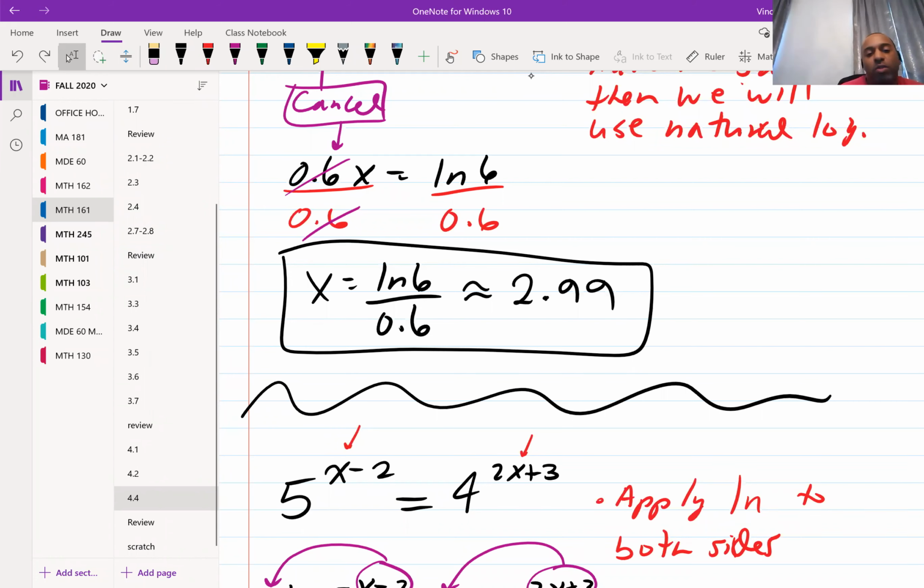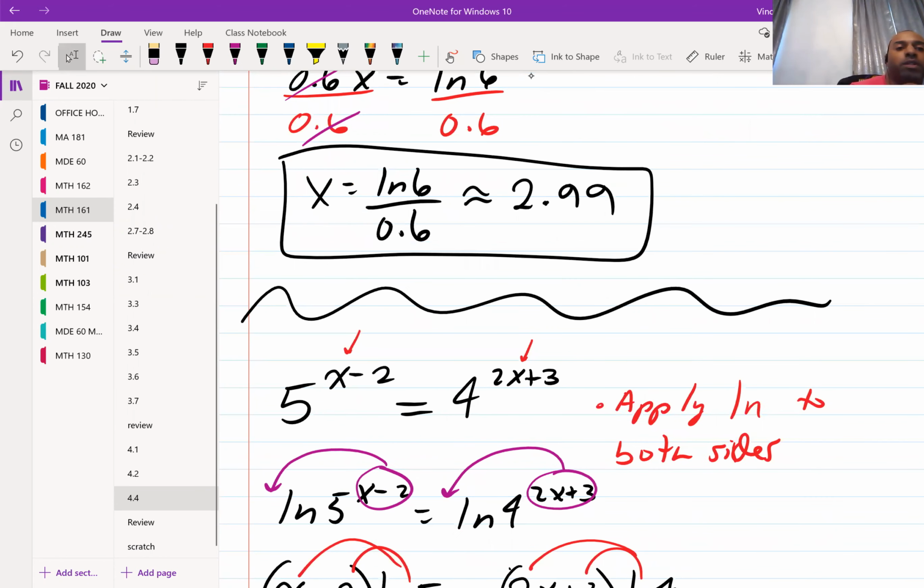All right, so here we have 5 to the x minus 2 equal to 4 to the 2x plus 3. And once again, we need access to those x's as long as they are exponents. We don't have full access to them. So we're going to apply the natural log to both sides so we can bring them down front. That's what we did here.